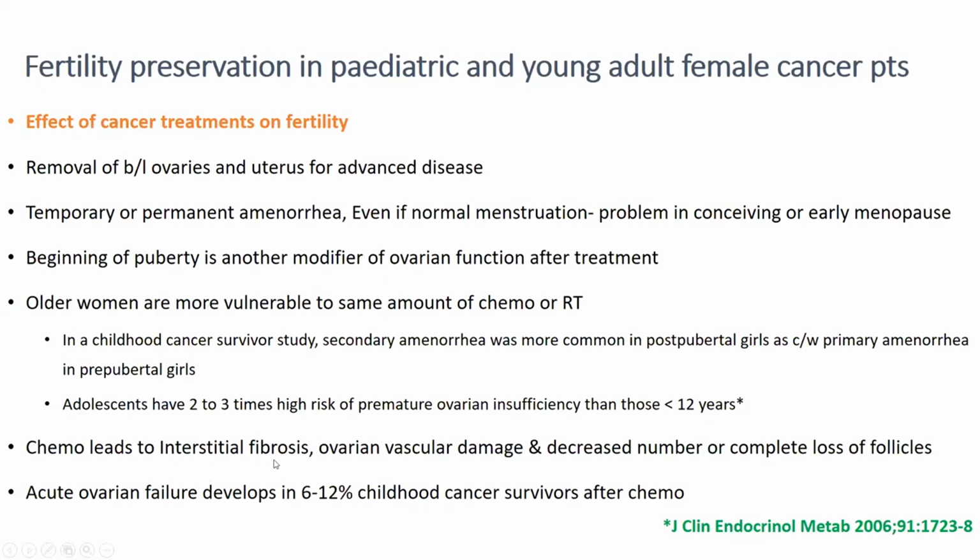Chemotherapy leads to interstitial fibrosis, ovarian vascular damage, and decreased number or complete loss of ovarian follicles. And it has been seen that older women are more vulnerable to develop this type of toxicity as compared to younger patients, due to reduced ovarian reserve in older girls or older women.